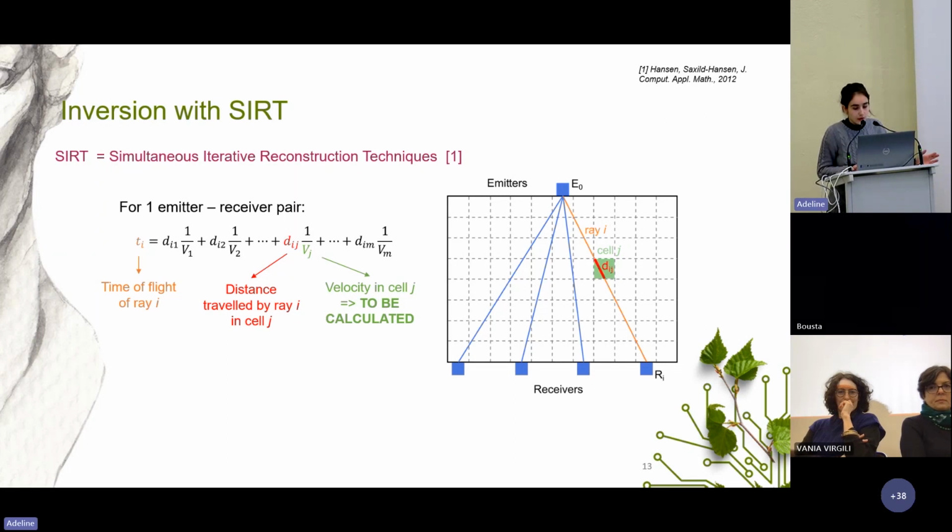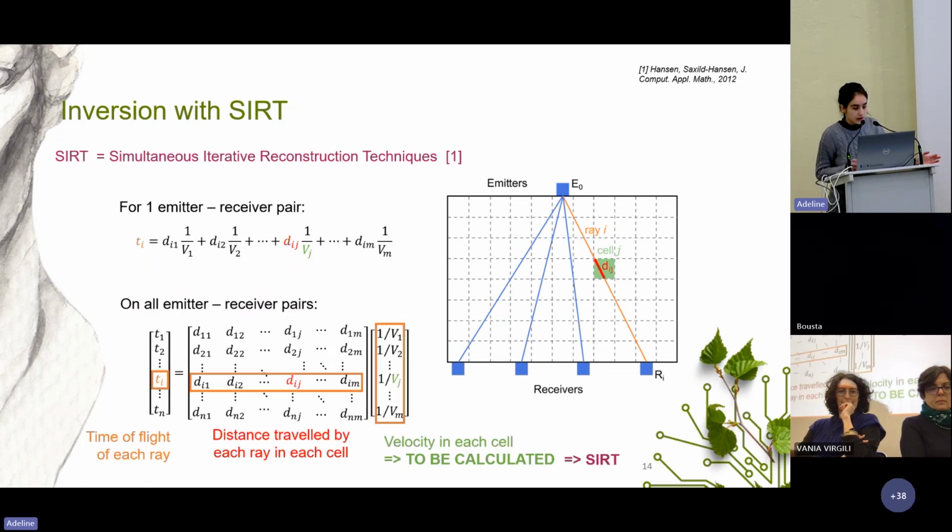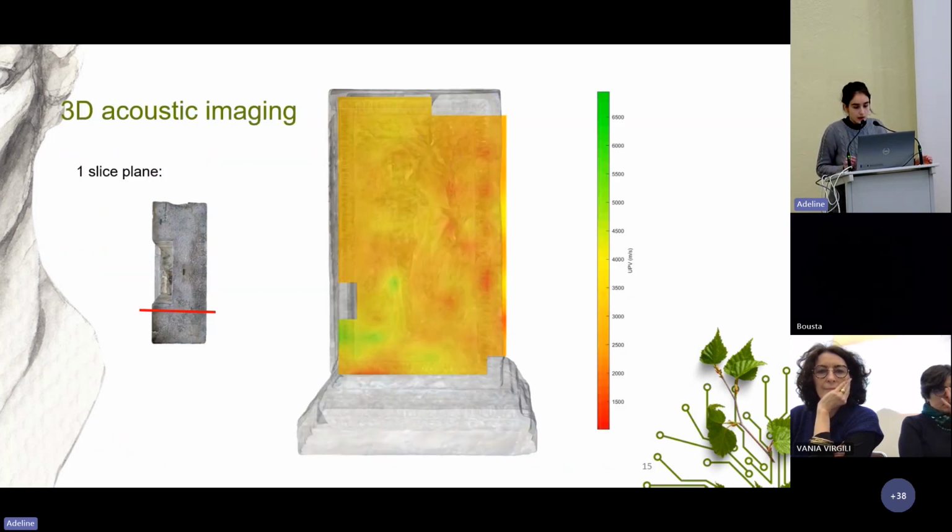If we do that on all emitter-receiver pairs, we get this matrix system in which we know the vector for the global time of flight, and in which we can calculate the travel distances. And then we apply a SIRT algorithm to invert the system to calculate the vector with the inverse velocities. In the end, we can have this kind of cartography.